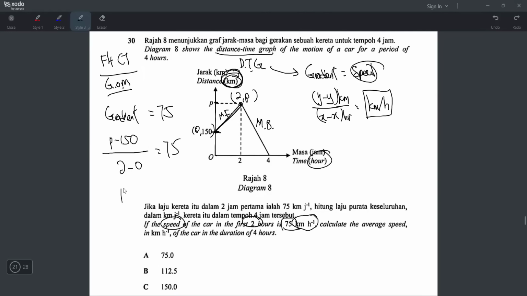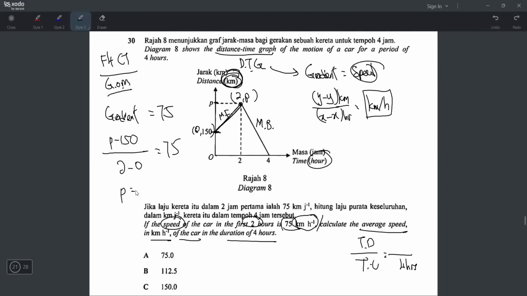And you can find P from here, right? But I haven't finished reading the question yet. Let's see what I want. Calculate the average speed in kilometers per hour of the car in the duration of 4 hours. Okay, the average speed formula is total distance divided by total time. The total time I already know is 4 hours, and the total distance I have to make sure is in kilometers. I need to get my P to know the distance traveled here. That is why I need to do this first.